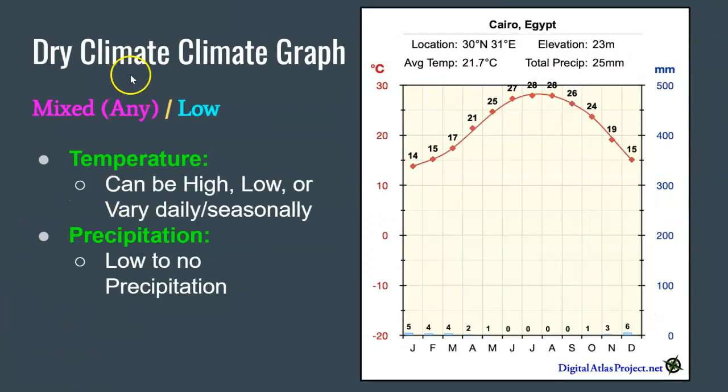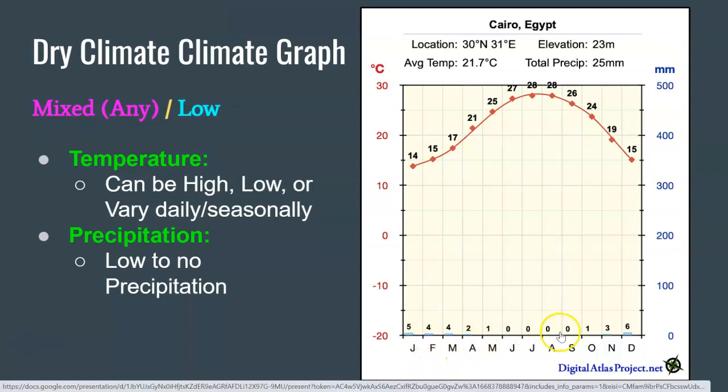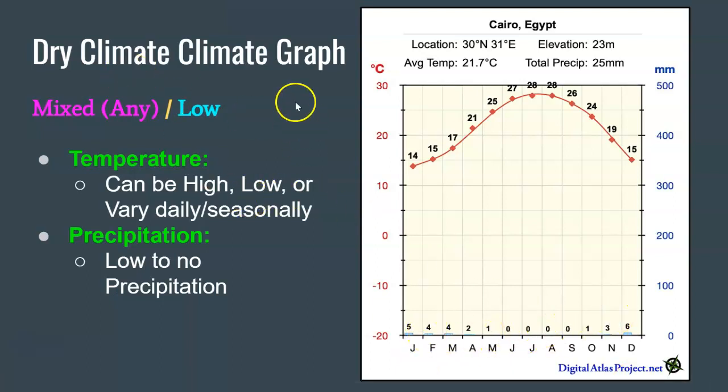Okay, the arid or dry climate. This one is Cairo, Egypt. It's mixed. It could be any temperature. It could be high, low, or it could vary daily or seasonally. But the key here, look at this precipitation. Look at the bar graph. Look at the millimeters of rain. They get barely any at all. So that's the key to what a dry climate graph might look like.